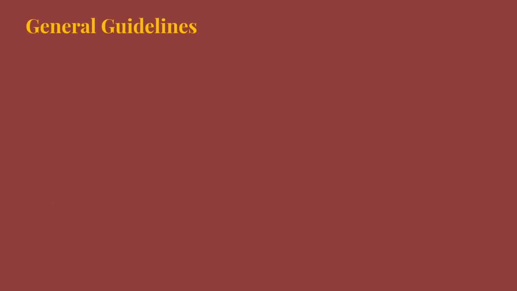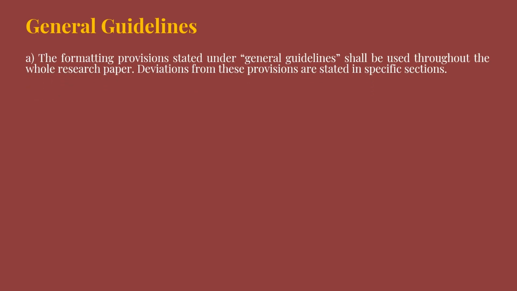Here are some general guidelines. So it means that all of these guidelines should be used throughout the whole research paper. Although there will be deviations later on, deviations from these provisions stated here in the general guidelines must be stated in the specific sections of the research paper.